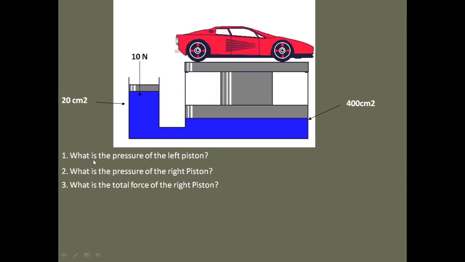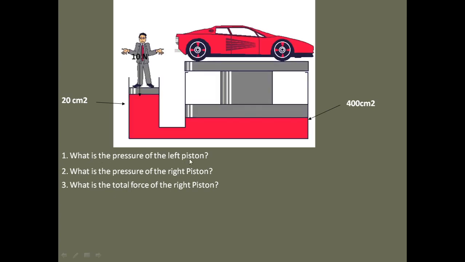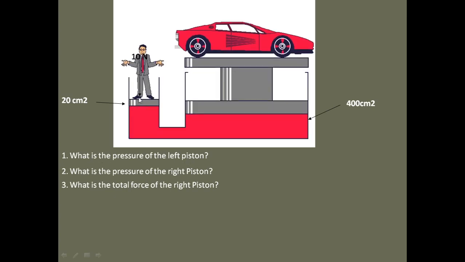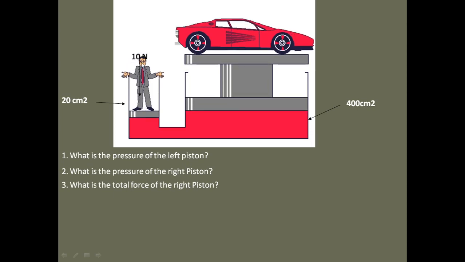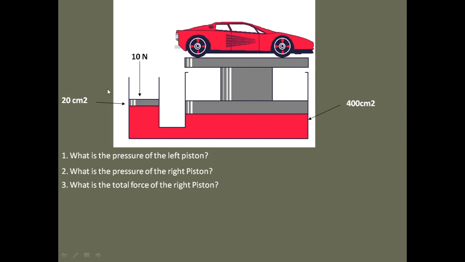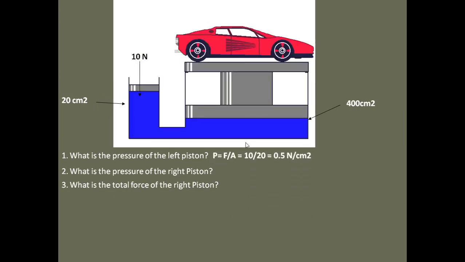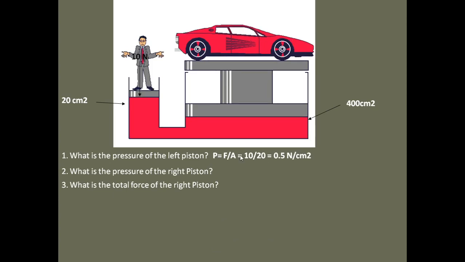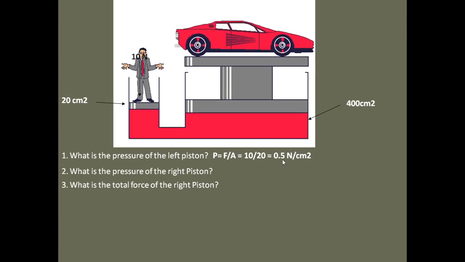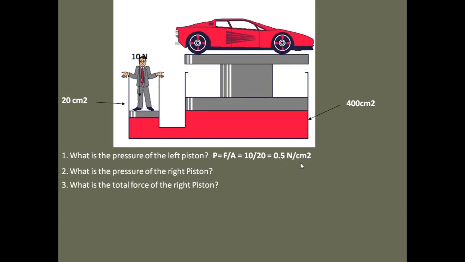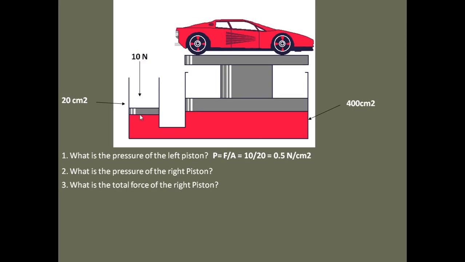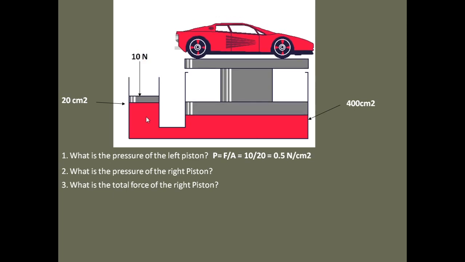Now what is the pressure of the left piston? The pressure exerted here. Remember that we can always get the pressure exerted here by dividing force over area, like what we have on the diagram. So the guy is exerting a 0.5 Newton per centimeter square pressure on this side of the fluid.